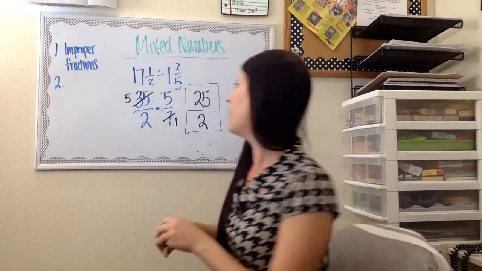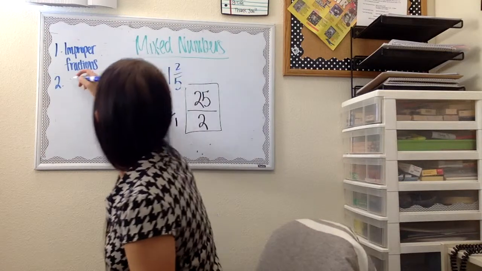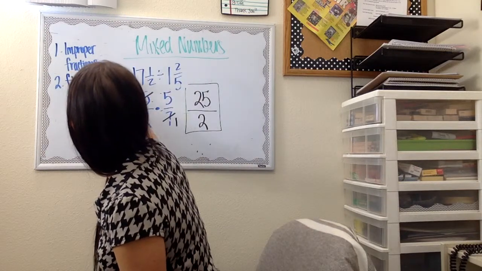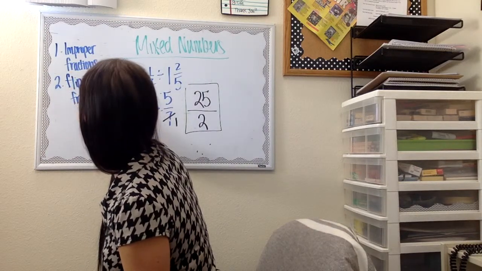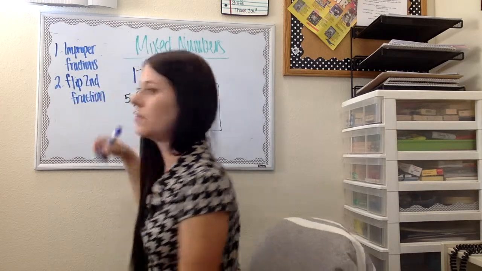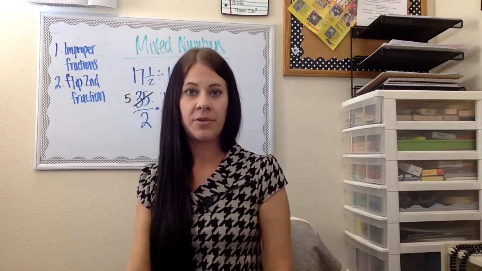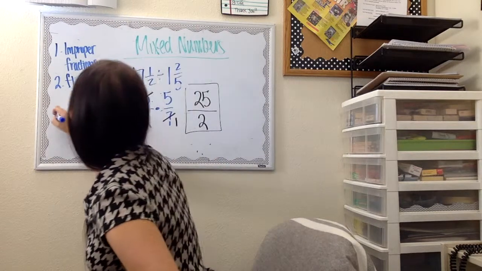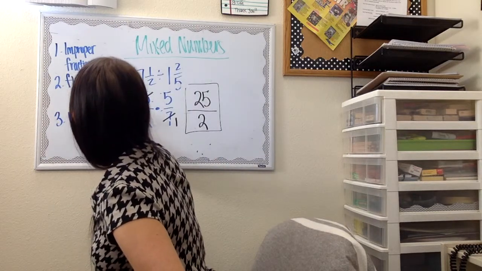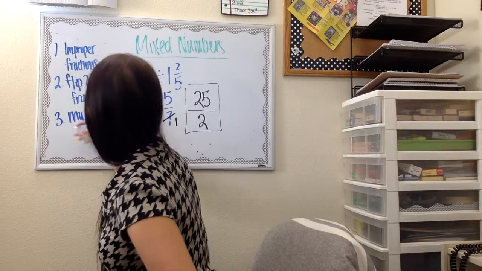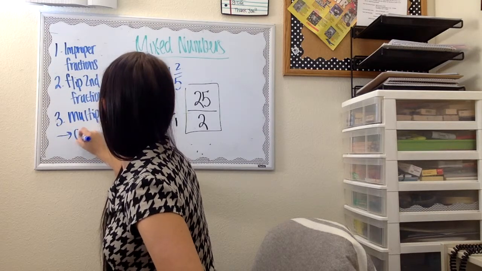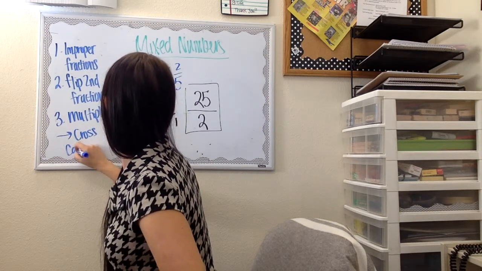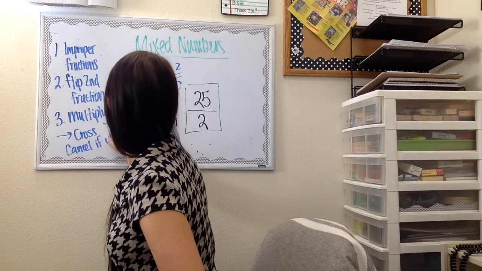So let's finish out our steps over here so that you have those. So turn them into improper fractions. Flip the second fraction. It's got to be the second fraction. Hopefully you learned that from last week with the SBAC review questions. Okay. Step 3, multiply straight across. And then I'm going to write in here, cross cancel if you can.